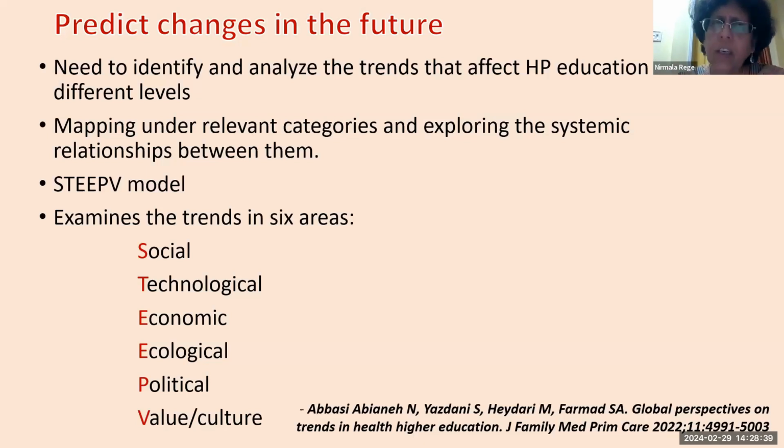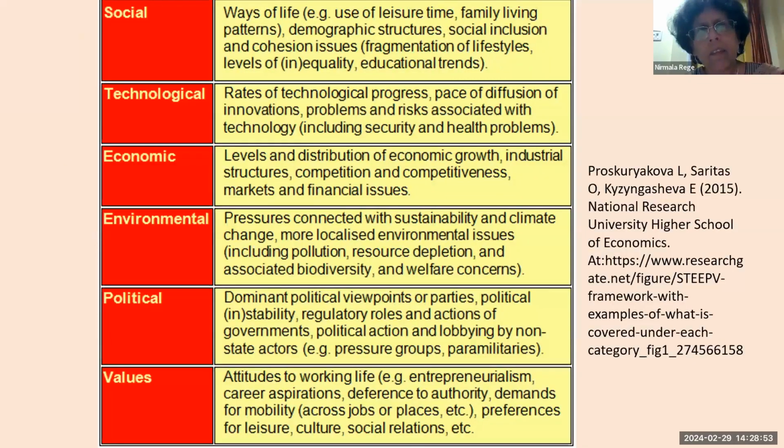So it is actually qualitative research where you can do the mapping against the relevant categories and explore the systemic relationships between these. This has been used, but you have to define what you are going to see, because the same model was used by someone to study water sources in Russia, and they interpreted it in those terms. So when you are using this model, you have to see what you mean by technology, and what is meant by economic and environmental.